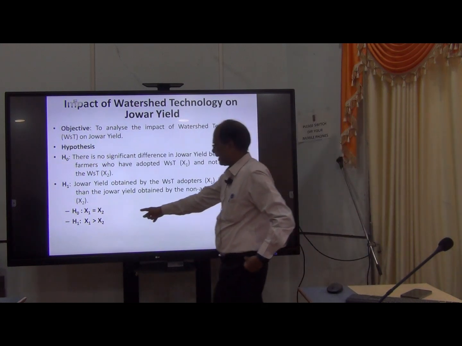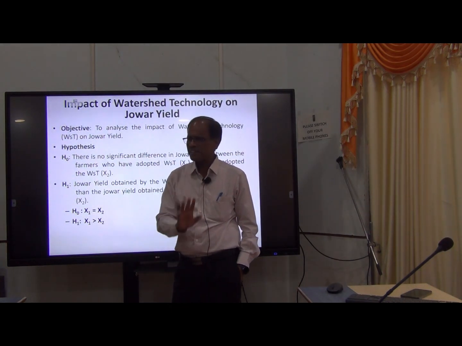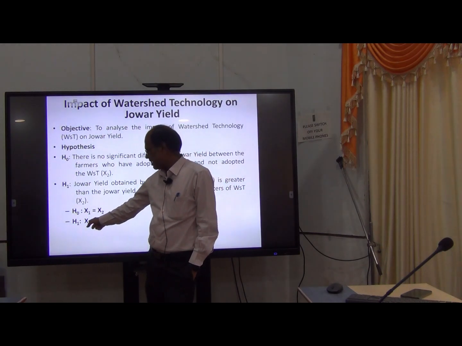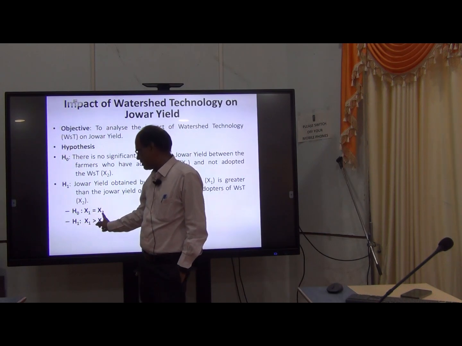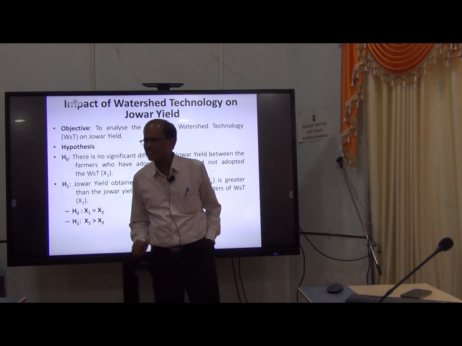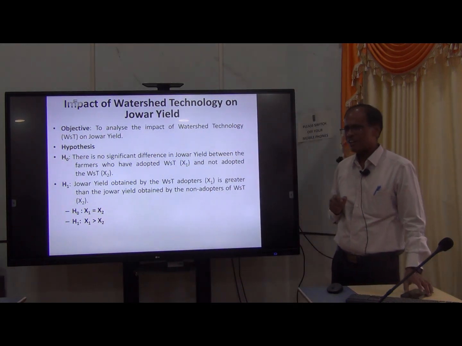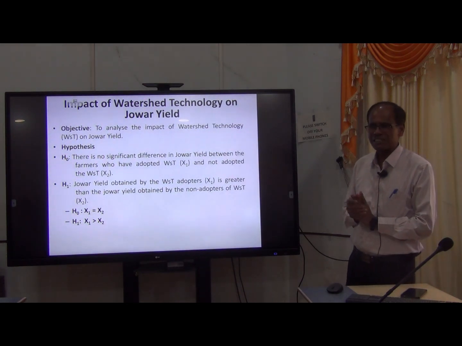We are writing it like this, meaning technology is not having any impact. Whereas this one is the alternative: the jawar yield obtained by the adopters is more than the jawar yield obtained by the non-adopters. Technology has impacted. It has a positive impact on the cropping. So this is the way of presenting the hypothesis, right?